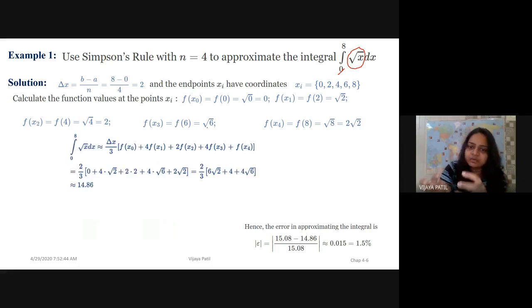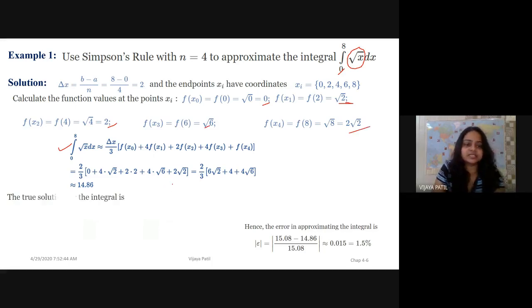Then I just have to take those values and put them in this formula, because I have got only 4 intervals, as n equals 4. So the integral of square root of x dx is delta x upon 3, and I'm just taking the values from here. So it's 0, square root of 2, 2, square root of 6, and 2 root 2. So these are the values, and I'll be getting this 14.86.